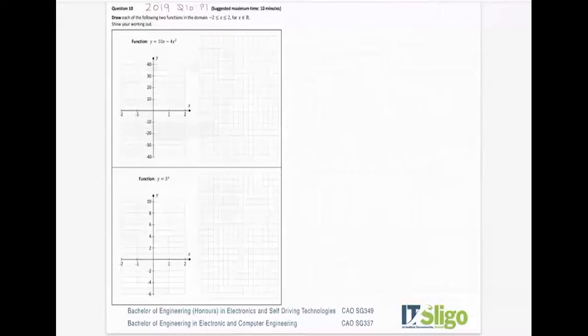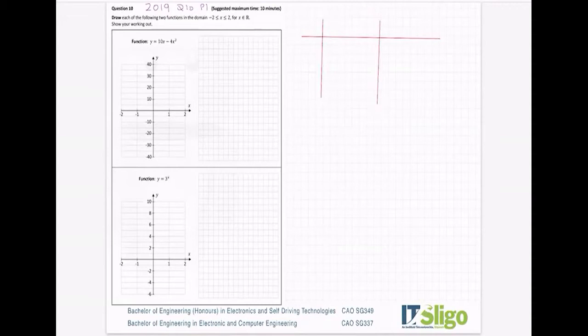Okay, the 2019 question from paper 1, Junior Cert Functions. Right, so just like before, we're going to build up a table. So my x value, my function, that's whatever I'm given in the question, my y values, my couples.